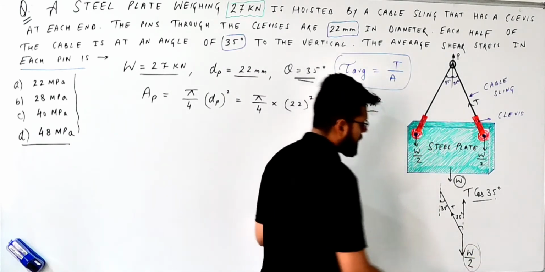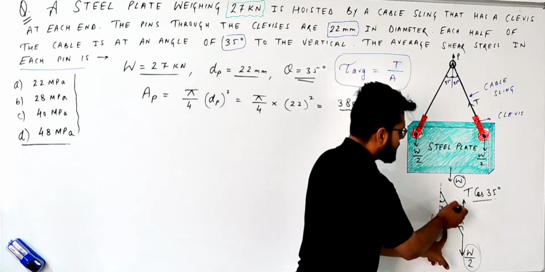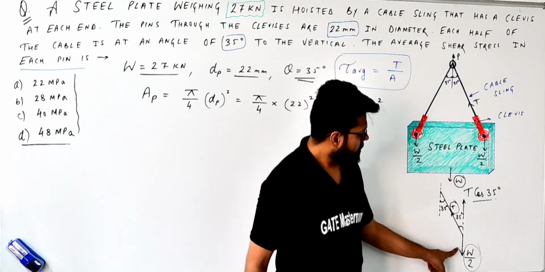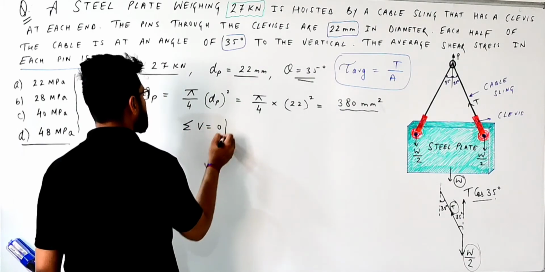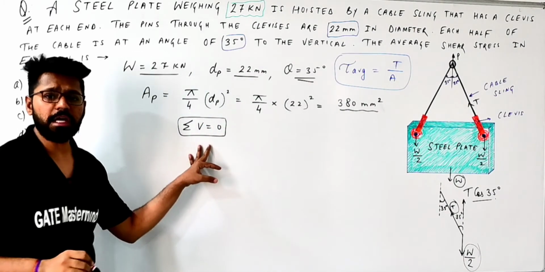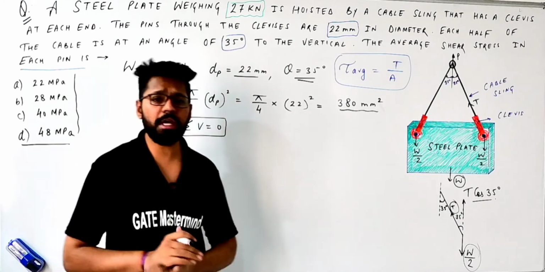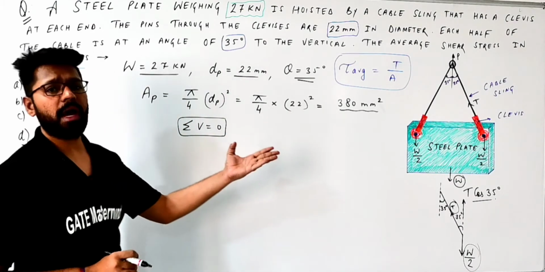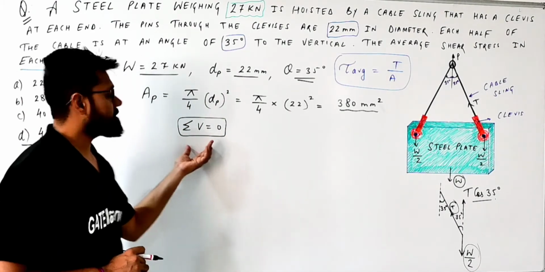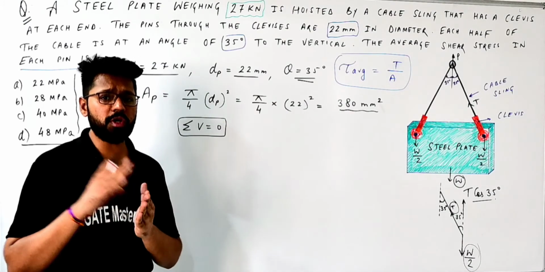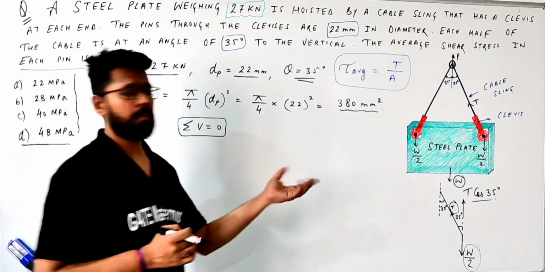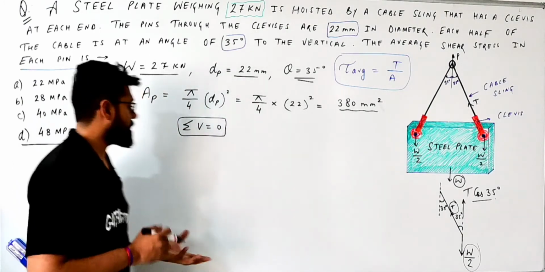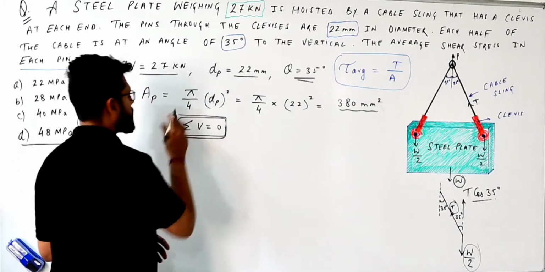See the free body diagram, this is the free body diagram, and this is our tension in the cable sling. So if we apply sigma vertical forces equals 0, this is the static equilibrium equation because the member is in equilibrium condition. So we can apply the equations here: vertical forces summation 0, horizontal forces summation 0, and moment summation 0, because this member is in static equilibrium condition.